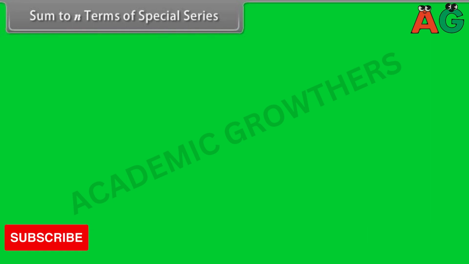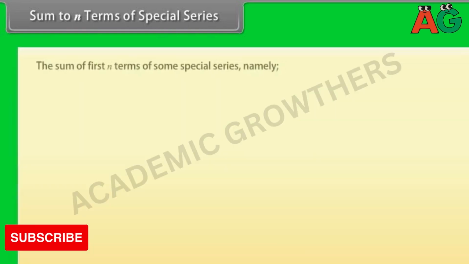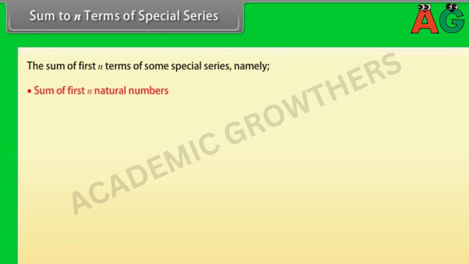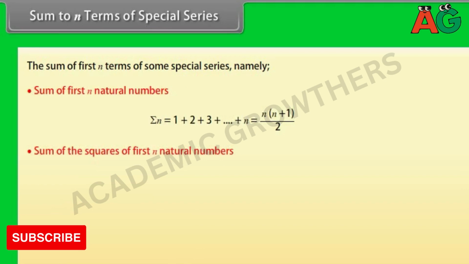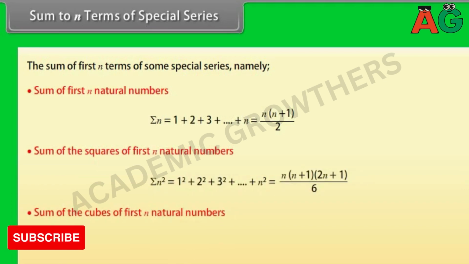Sum to n terms of special series. The sum of first n terms of some special series, namely the sum of the first n natural numbers, the sum of the squares of the first n natural numbers, and the sum of the cubes of first n natural numbers.